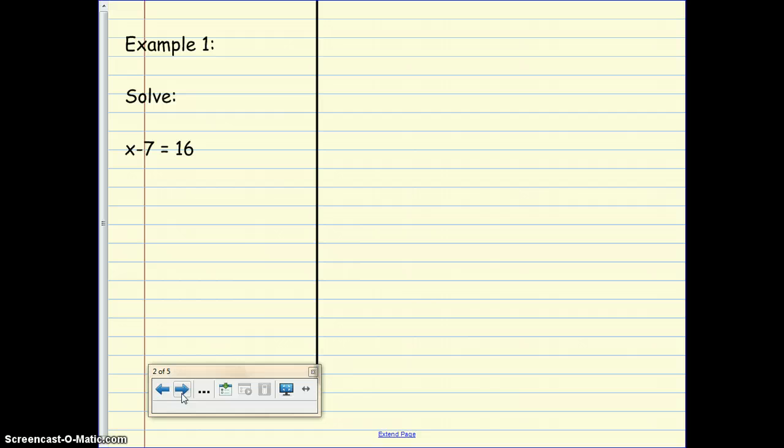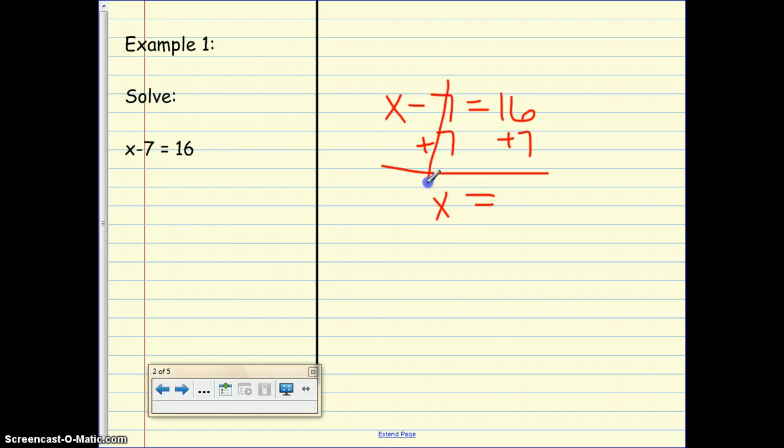By the end of this lesson, you will be able to solve any type of linear equation that we've studied so far. So quick review, if we're trying to solve x minus 7 equals 16, solve means to get x alone, so to find the value of x. To get x alone, we'd have to undo this negative 7, so I'd add 7 to both sides. So x equals 23.